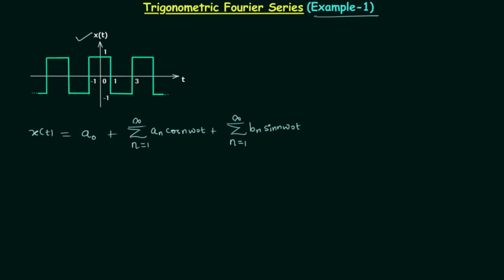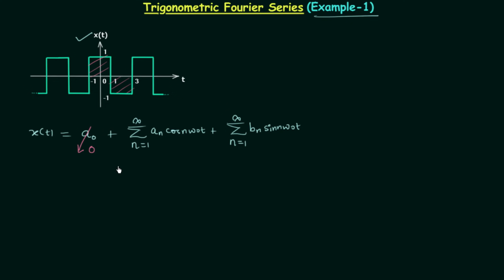You can see the given signal is symmetrical about the time axis. This means when you calculate the area in one time period, you will find it is equal to 0. The positive area will cancel out the negative area, and therefore we will have 0 as the total area in one time period. When you calculate the average, when you divide the total area by the fundamental time period, you will find it is equal to 0. So the average value or the DC value of this particular signal is equal to 0. So we can say a naught is equal to 0.